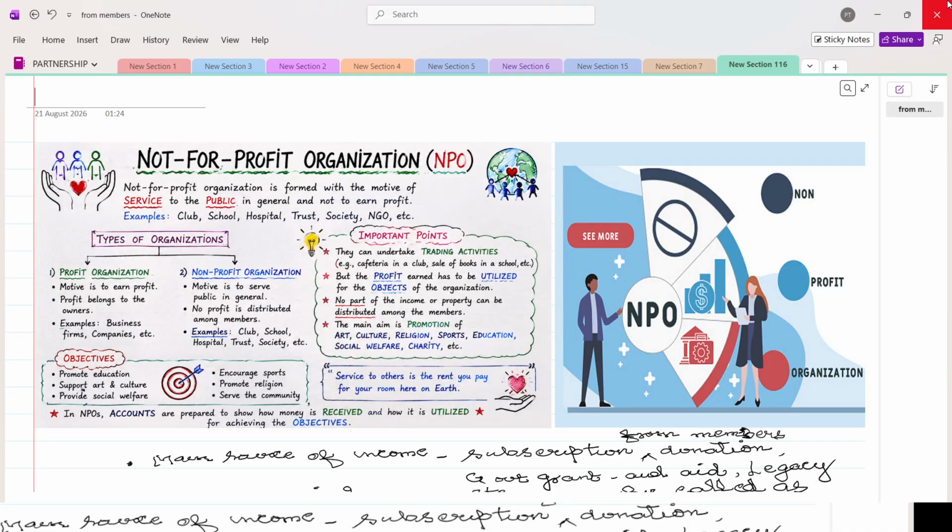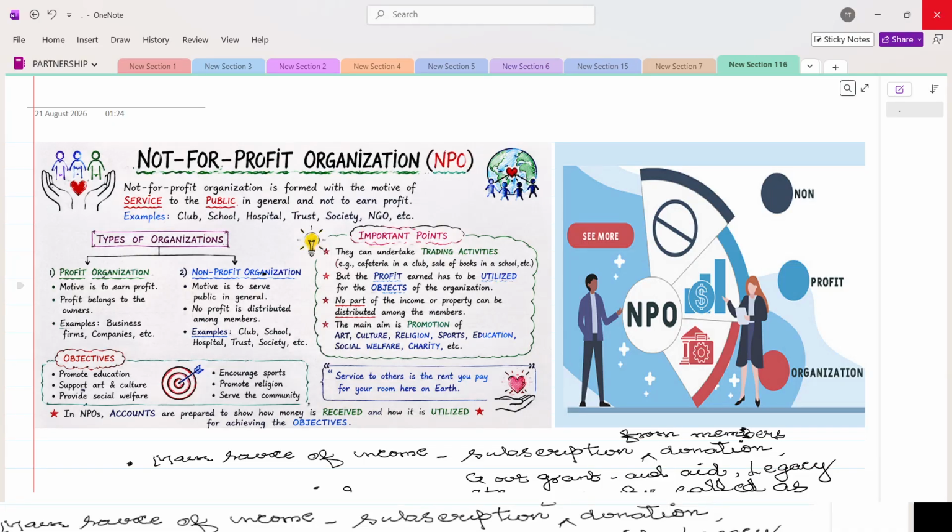Organizations are of two types. One is profit organization. The other one is non-profit organization. This NPO is also known as non-profit organization and non-trading organization. So the organizations are of two types: one is a profit organization and the other one is a not-for-profit organization.